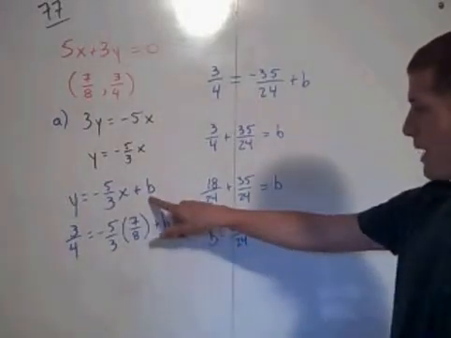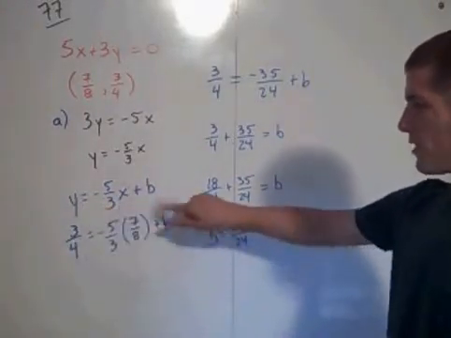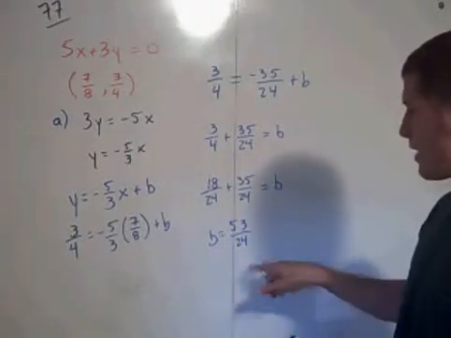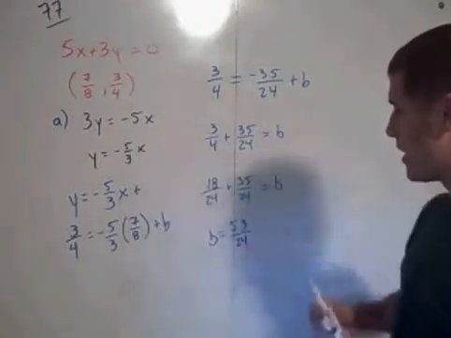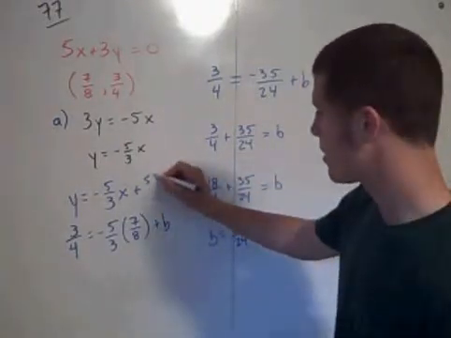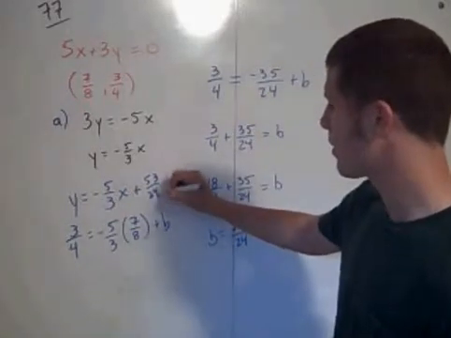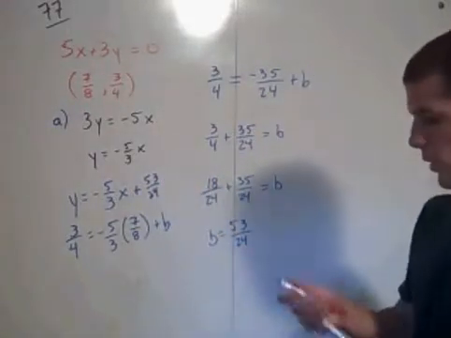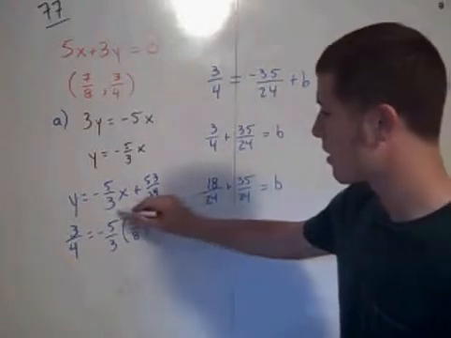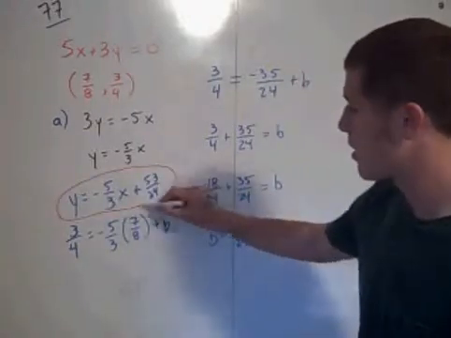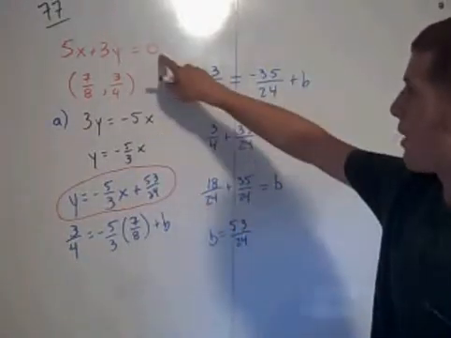And so the equation of your line, plug this back in for b, so it's going to be y equals negative 5/3 x plus b, and b is 53/24. So this is the equation of your line that's through this point and parallel to this line.